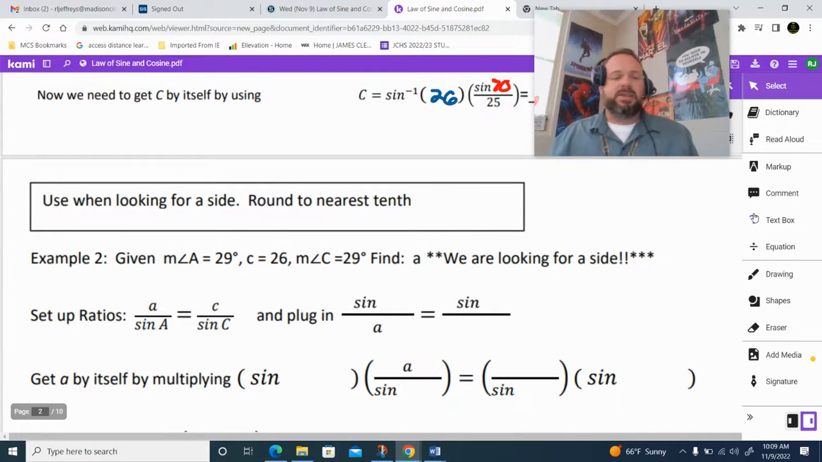When we are looking for a side, we are going to round to the nearest tenth.